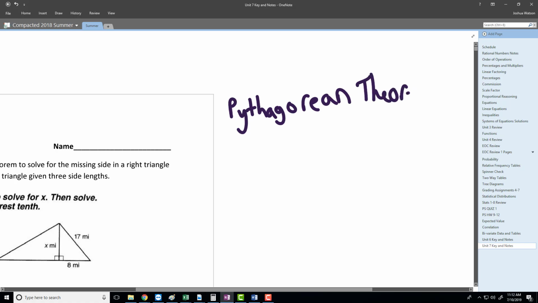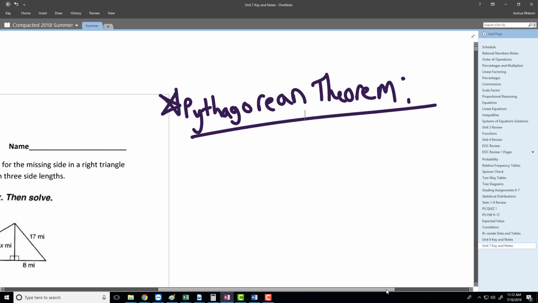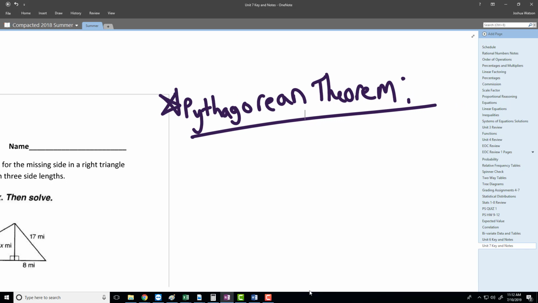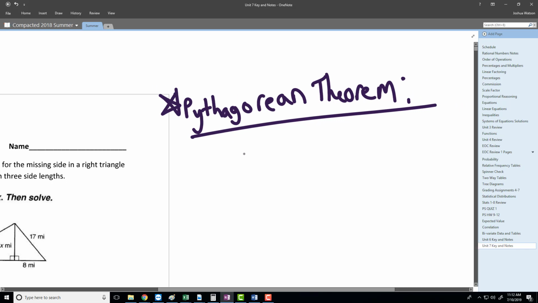Pythagorean theorem. This is a vocabulary word and a formula to boot. So this is very important to start, put a definition. It says that the sum of the squares of two legs is equal to the hypotenuse squared. That's fancy talk for square one leg, square another leg, and that's equal to the hypotenuse squared.